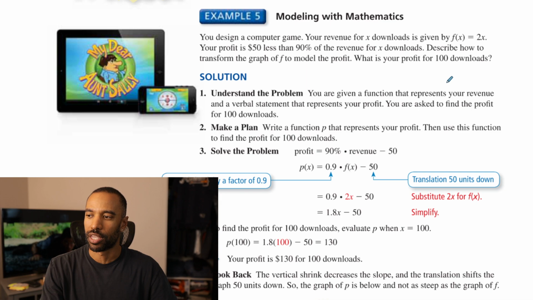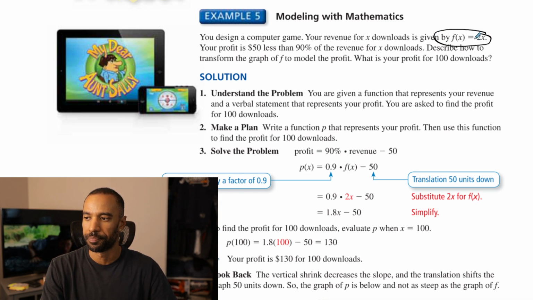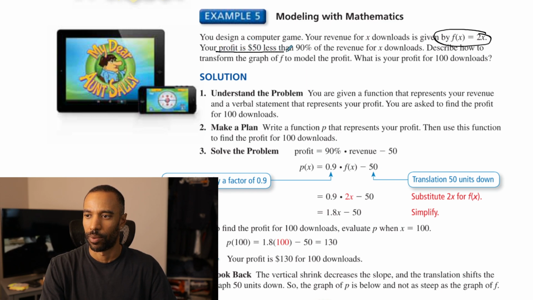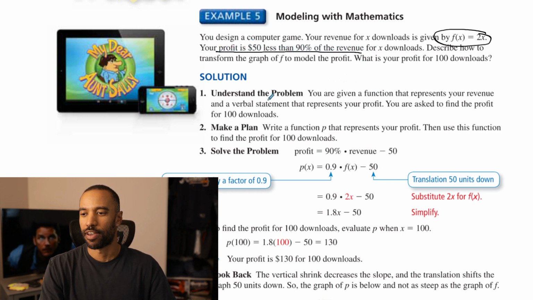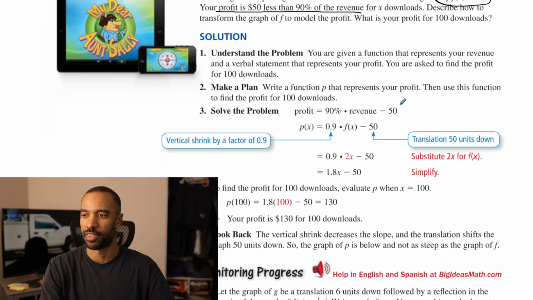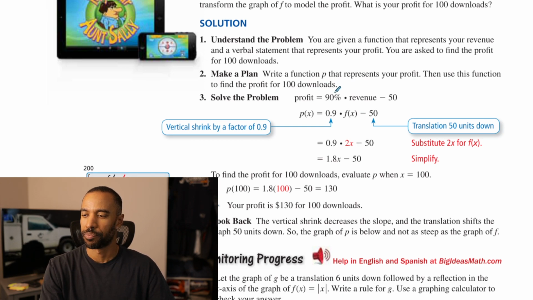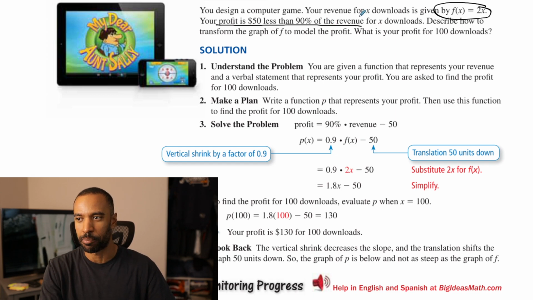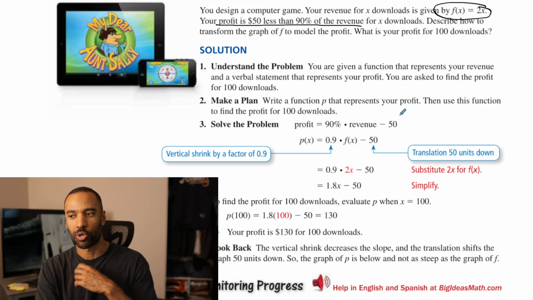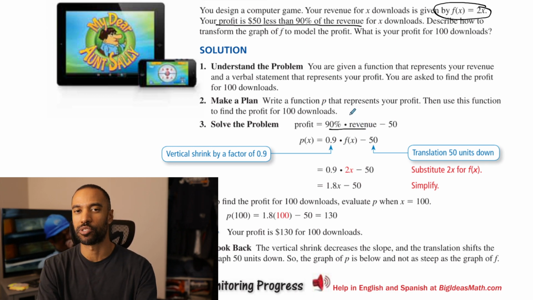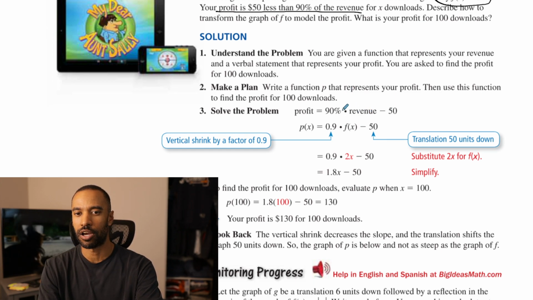Understand the problem. You're given a function that represents your revenue, right there, and a verbal statement that represents your profit, right there. You're asked to find the profit for 100 downloads. That's an afterthought. Write a function P, profit, that represents your profit, then use the function to find it for 100 downloads. You take 90% of the revenue and subtract 50. Notice how they said 50 less than 90% of the revenue. You subtract 50 from whatever 90% of the revenue is. So first we take 90% of revenue, then take away $50.